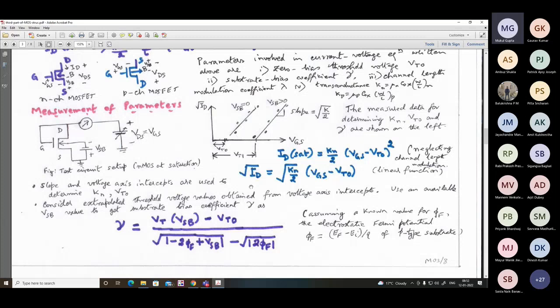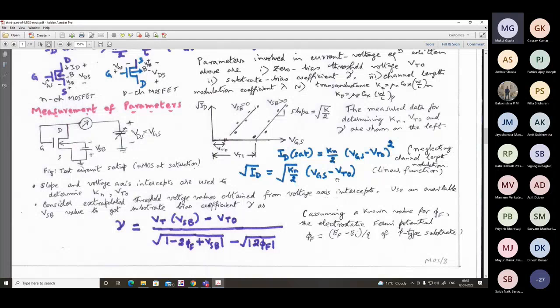If you look at the second graph, root over ID equals root over kn by 2 into (VGS minus VT). This is equivalent to a y equal to mx plus c curve. So root over kn by 2 is the slope of the straight line, and the intercept will be root over kn by 2 into VT0. That is negative actually, a negative intercept. We are not showing it.